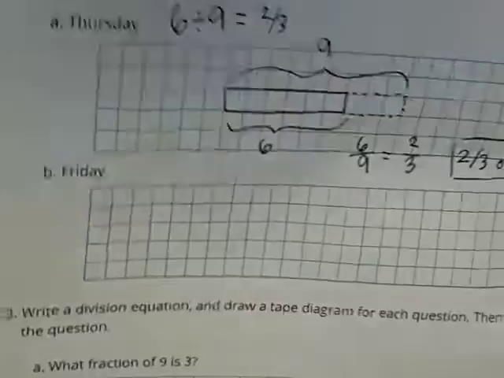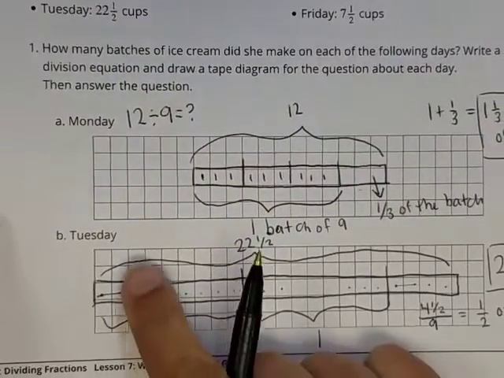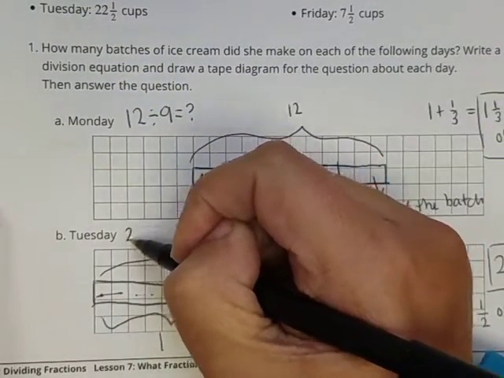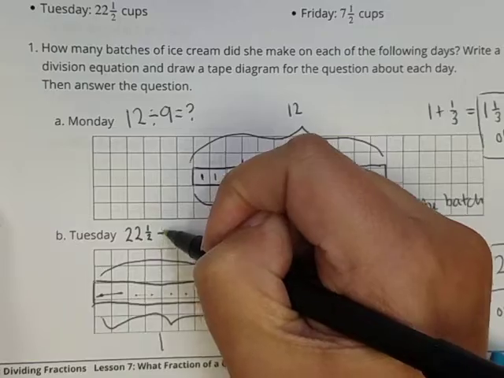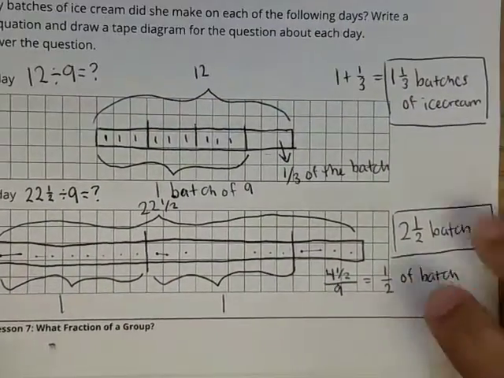I think I forgot to do that for Wednesday. Let me go back and check. I did. Or for Tuesday, excuse me. So Tuesday was supposed to say 22 1/2 divided by 9. Gives me question mark, and then my answer was 2.5.